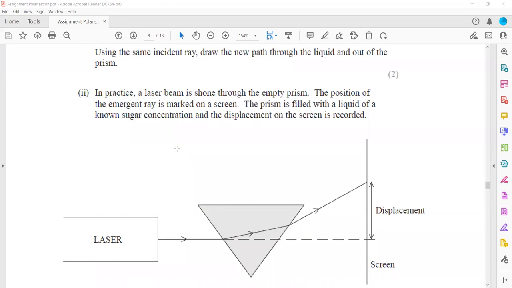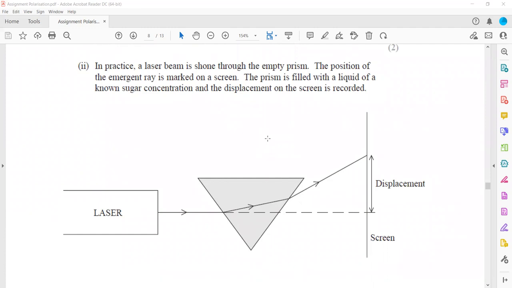Then in practice, a laser beam is shone through the empty prism. The position of the emergent ray is marked on the screen. Like when there is an empty prism, this is how the ray emerges. The prism is now filled with a liquid with a known concentration, and the displacement on the screen is recorded. So how much does it displace? Because when there is no liquid, the light is not changing the medium, that's why it does not change the path. It continues to move in a straight line.